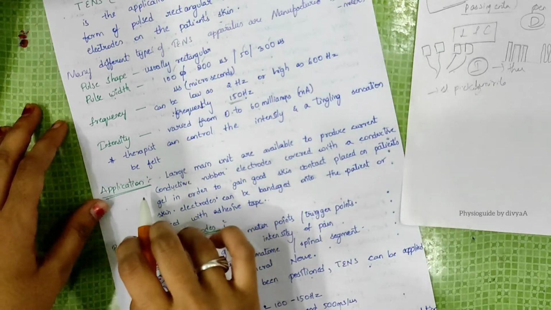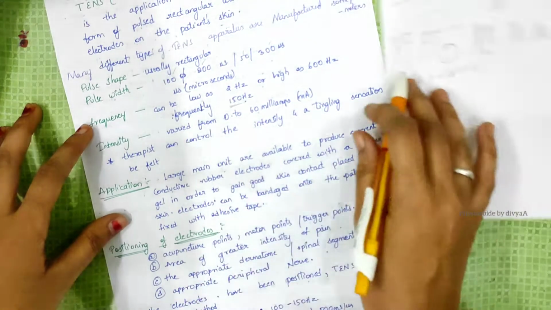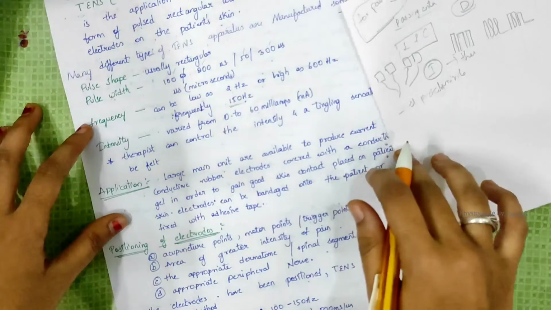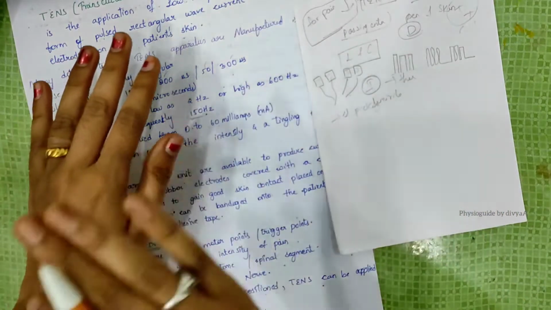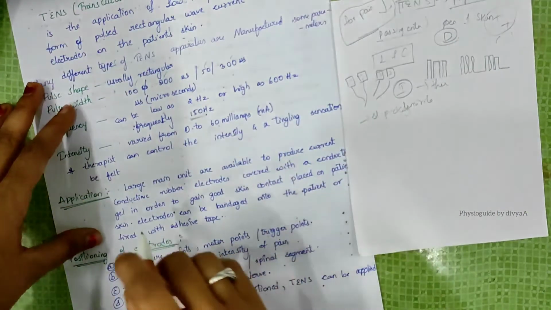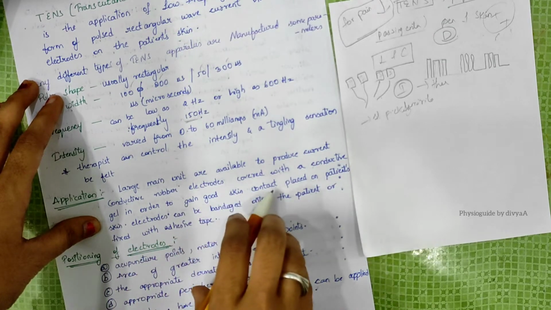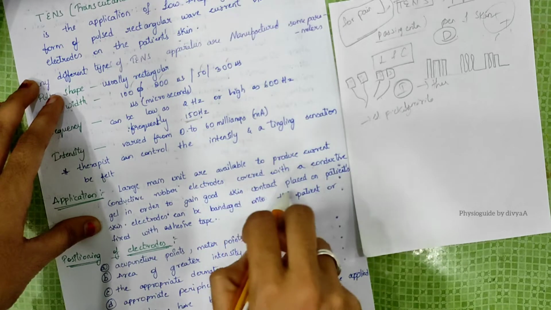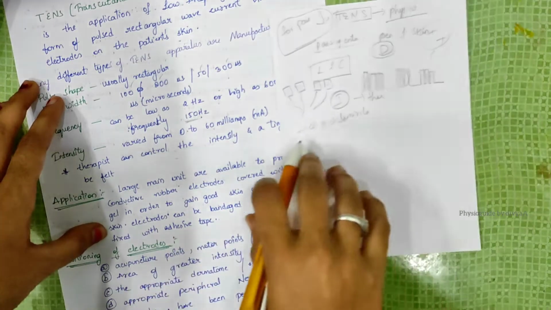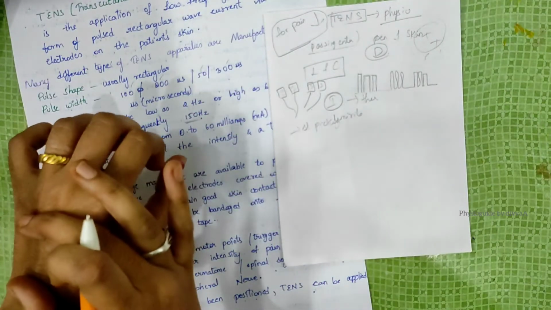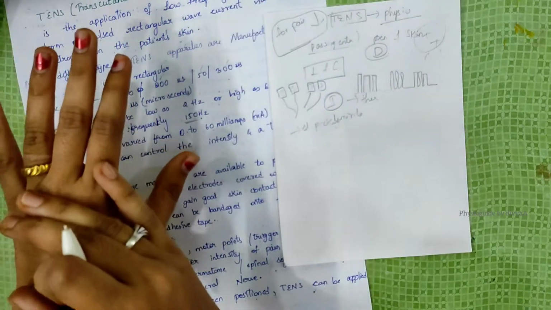Now application: large main units are available to produce current, with conductive rubber electrodes covered with conducting gel, which is applied over the electrodes and placed over the skin of the patient, in order to gain good skin contact. Electrodes can be bandaged onto the patient or fixed with adhesive tape. To fix the electrode, we can tie it with the tape, to fix it properly.